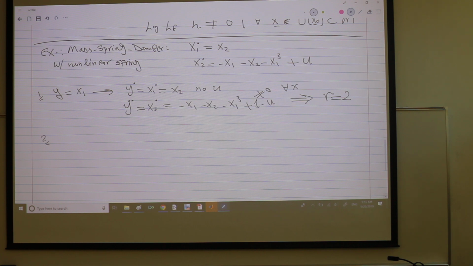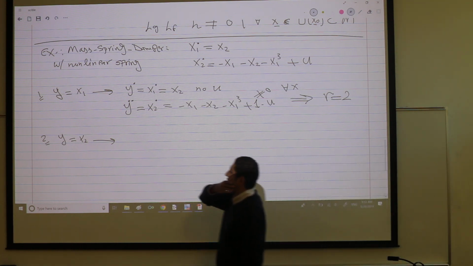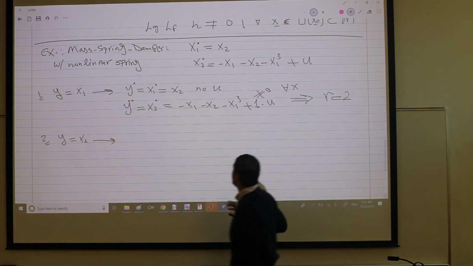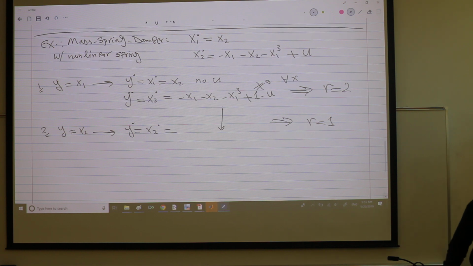So if you choose another output, remember, you may not always have the luxury to choose the output you like. The output is the thing that you can measure, right? So this is pretty much dictated upon you, but sometimes you have freedom to choose the output. If your output is x2, say, then my output dot is x2 dot, which is the same equation, and the input appears immediately, so the relative degree is what? 1. Very good. So I have one linear equation and the remaining dynamics I have no clue about, maybe linear, maybe nonlinear.